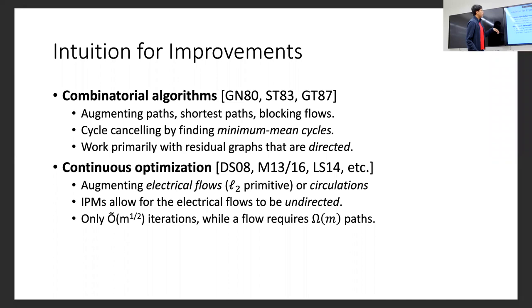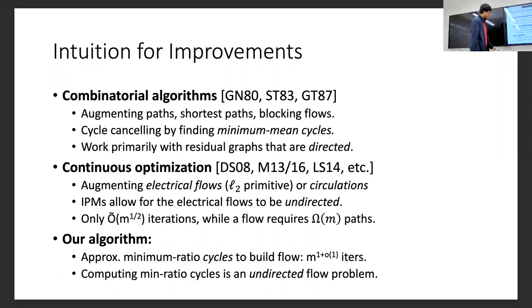So the more recent work based on continuous optimization works with the observation that to solve directed maximum flow, or to solve linear programs in general, it suffices to work with undirected problems where the cost of using an edge in the forward or backwards direction is the same. This is a key insight of continuous optimization in general. So in these works, they use electrical flows, which is some L2 primitive, which naturally comes from these interior point methods. And you can actually show that these allow square root m iterations of an undirected electrical flow problem to solve MaxFlow. On the other hand, rewriting a flow requires a linear number of paths in most cases.